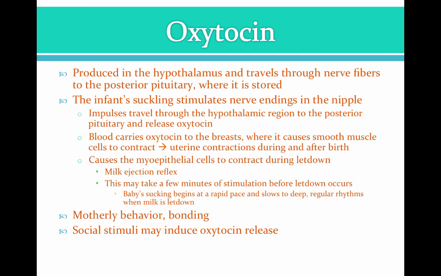And also, oxytocin can cause uterine contractions during and after birth, because oxytocin is a hormone that causes smooth muscle cells to contract. And so whether it's myoepithelial cells or the uterus, it causes contractions.